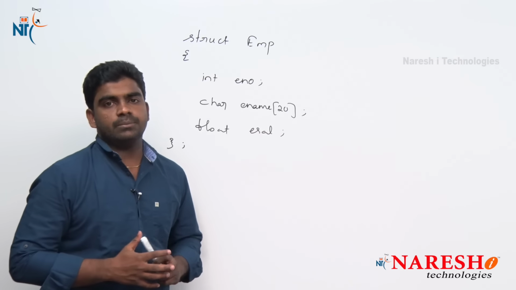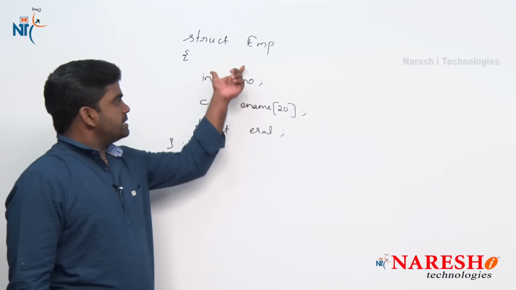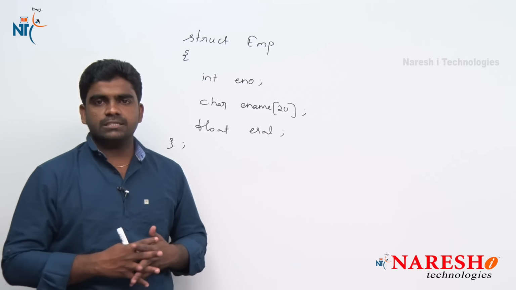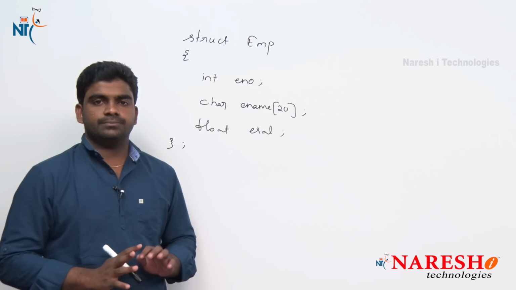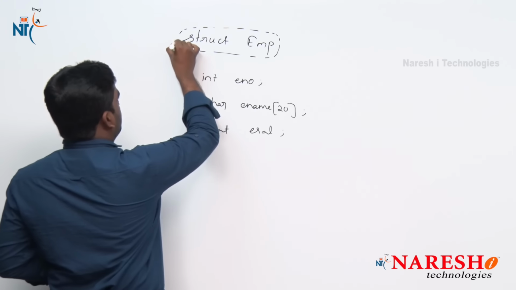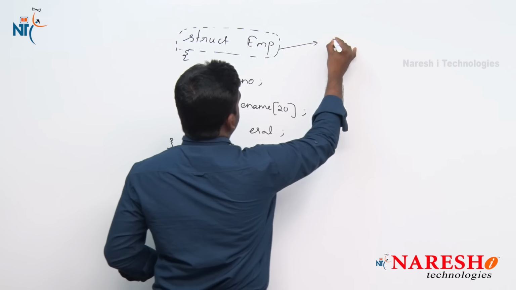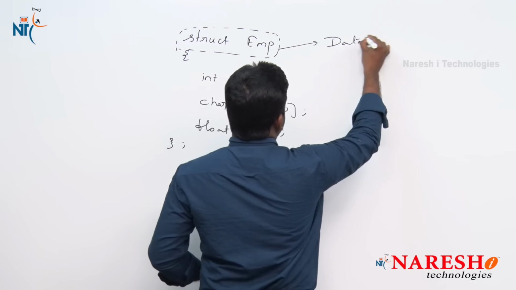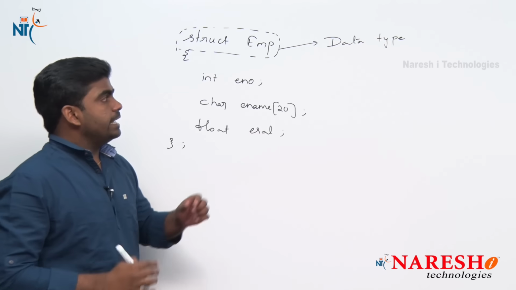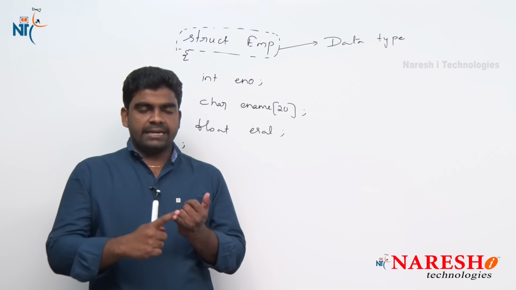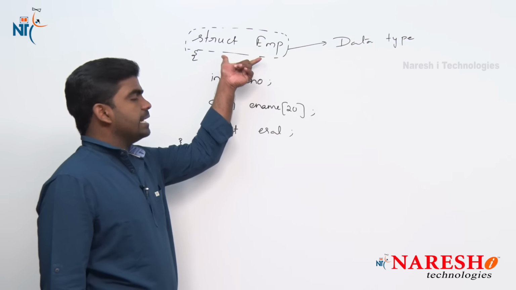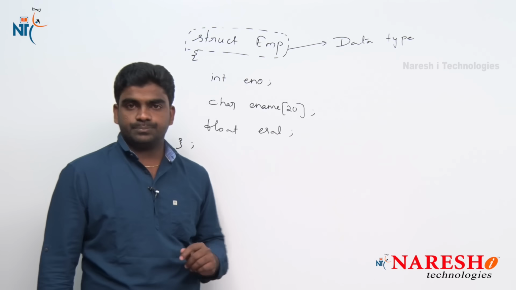Now the concept is, sir, by just defining the structure, will it get a memory allocation? Definitely not. This is just a data type. Like we have primitive data types, this is a data type. Sir, a data type is only a single word, right? Yes, primitive data types are a single word like integer, character, float, double. But a user defined data type is a collection of words, nothing but two words.